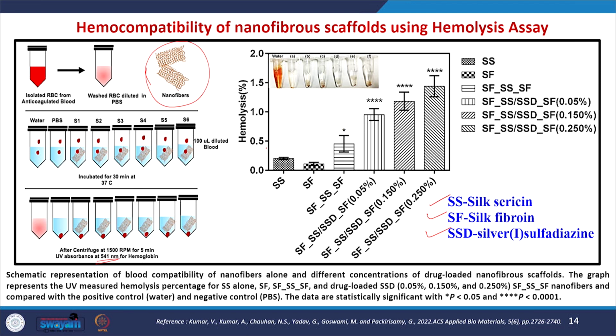You can see the percentage of hemolysis. Our material is highly biocompatible. You can see the hemolysis percentage is less than 2%. That means the material is compatible. Whereas in the case of water, you can see that complete hemolysis is there. This is your positive control where you can observe complete hemolysis. Whereas in the case of the test material, where we used different nanofibers, you can see that there is no hemolysis. That means this material is hemocompatible for biomedical application.